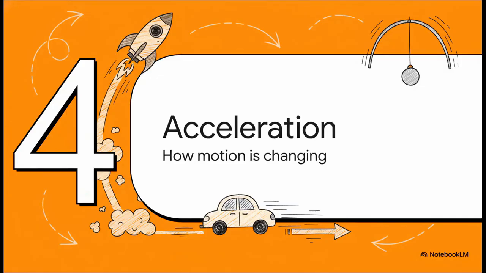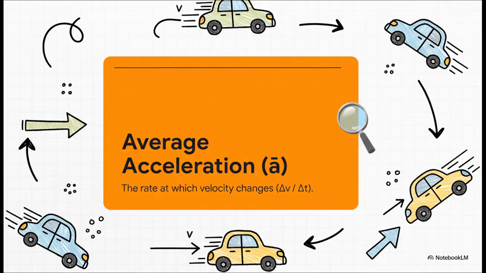All right, we've covered where you are and how fast you're going. But what if that is changing? This brings us to our final core concept in our toolkit: acceleration. By definition, acceleration is the rate of change of velocity. And notice that word, it's velocity, not speed. Since velocity is a vector with both speed and direction, you can change your velocity by speeding up, slowing down, or just by changing the direction you're going. Any of those changes, even just turning a corner, means you are accelerating.